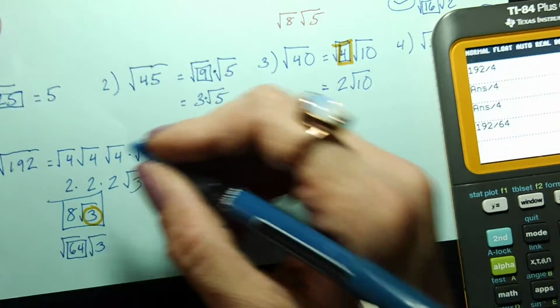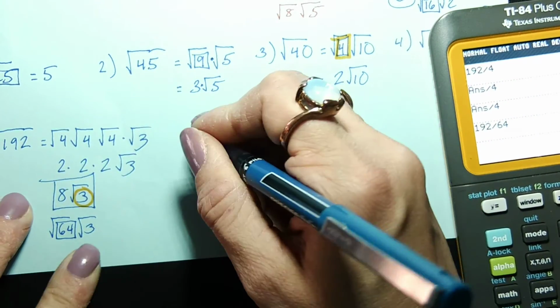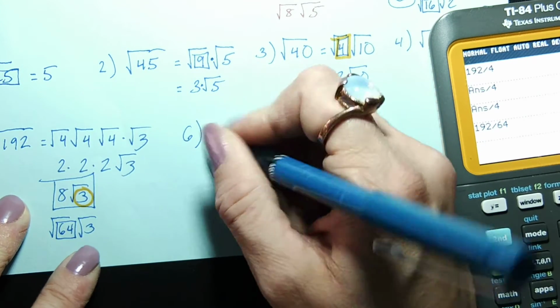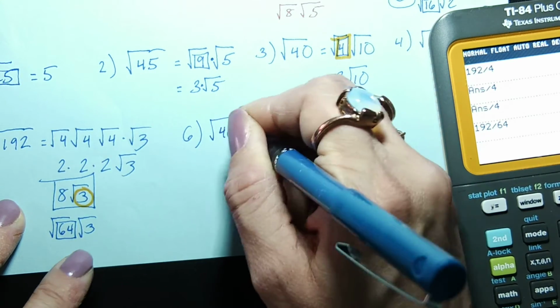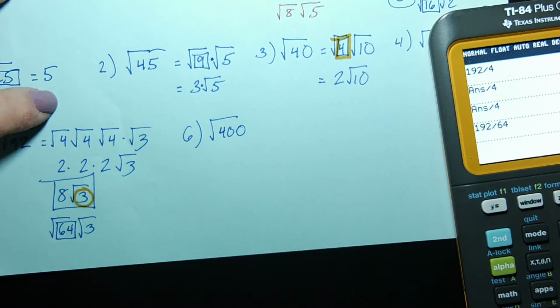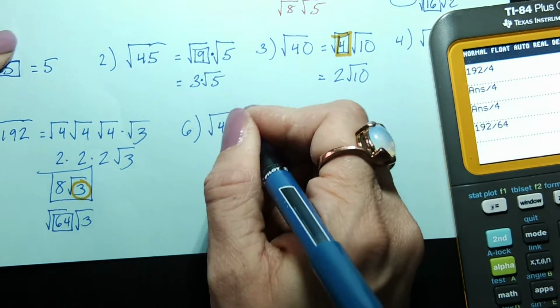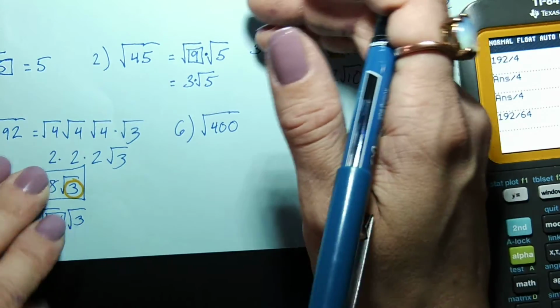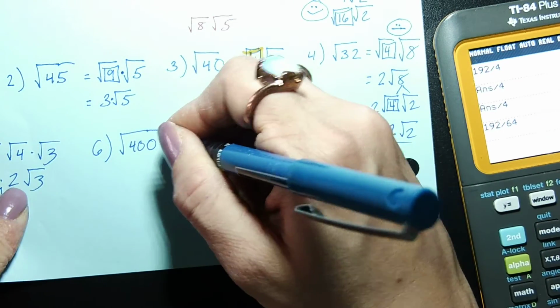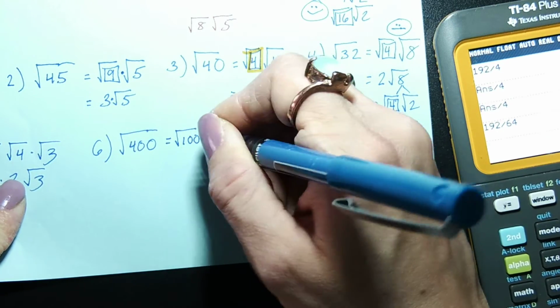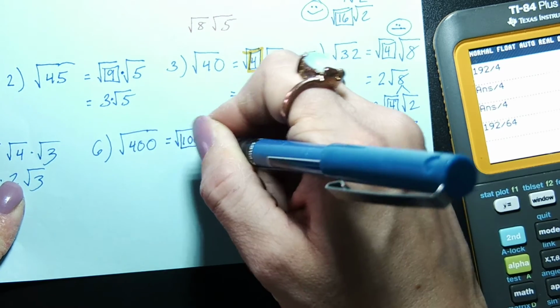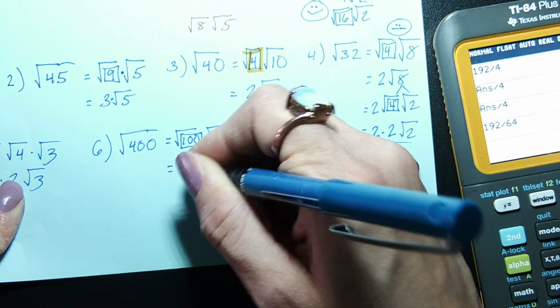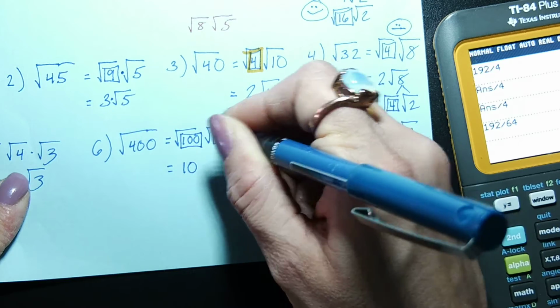So on your own, no, not on your own, let's go ahead and look at number 6, which I'm going to say is square root of 400. Are there any perfect square factors jumping out at you? 100 and 4. What's interesting about both of those? They are both perfect squares. So the square root of 100 is 10. Square root of 4 is 2.